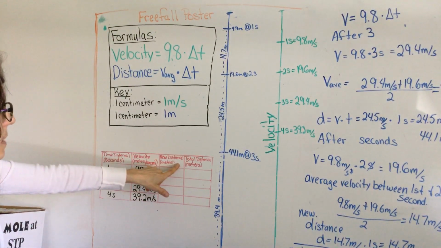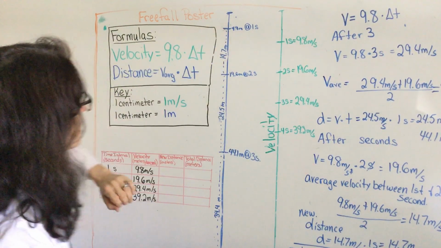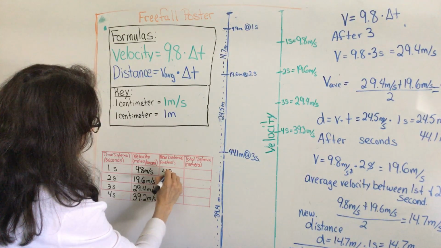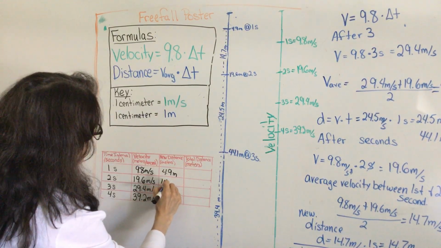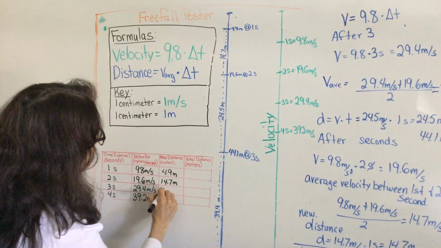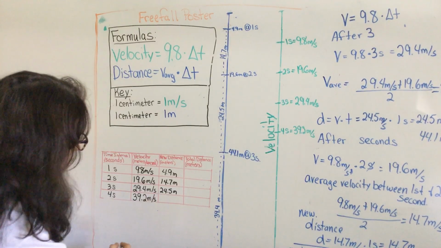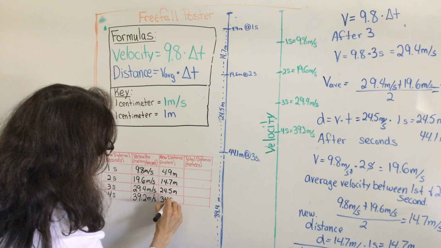The new distance, that means the distance right here, the distance between the dotted lines. After 1 second, it's 4.9 meters. After 2, you add 14.7 meters. After 3 seconds, you add 24.5 meters. And after 4 seconds, you add 34.4 meters.